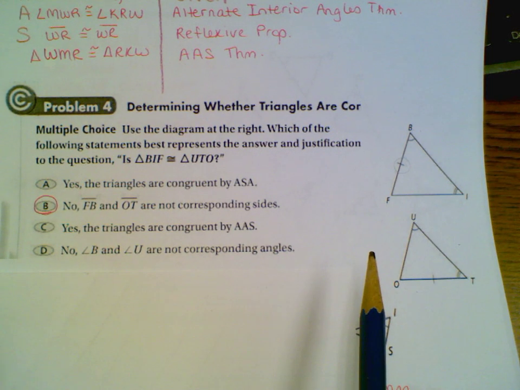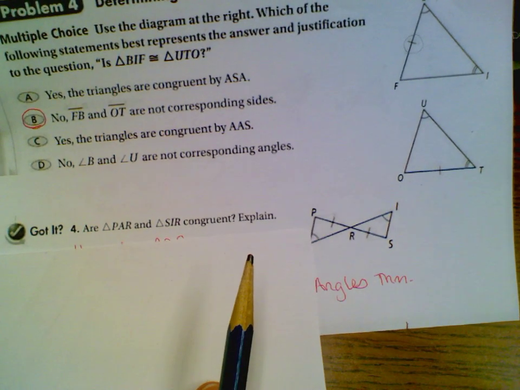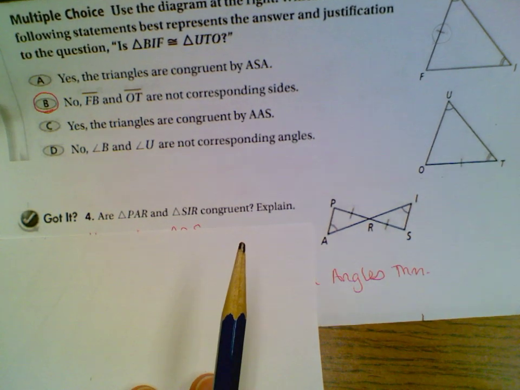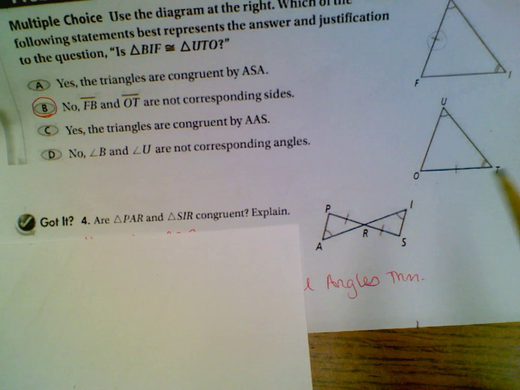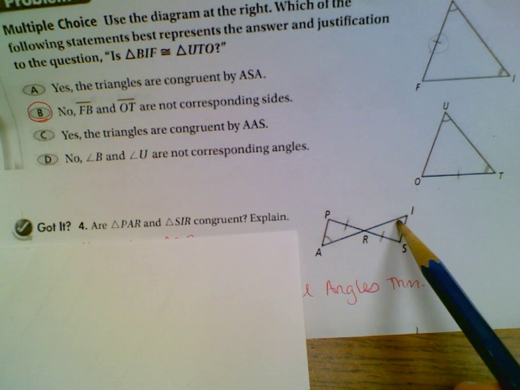You're going to pause the video and see if you can determine the got it question. So in the got it question, it asks, are those triangles congruent? So what I see is I have a side congruent and I have one angle congruent.